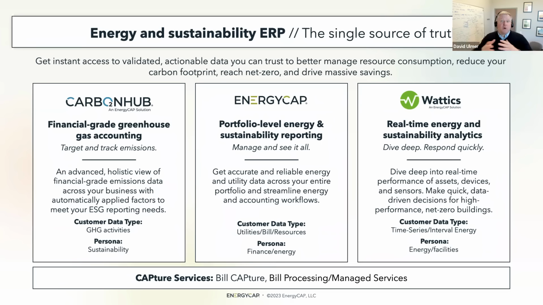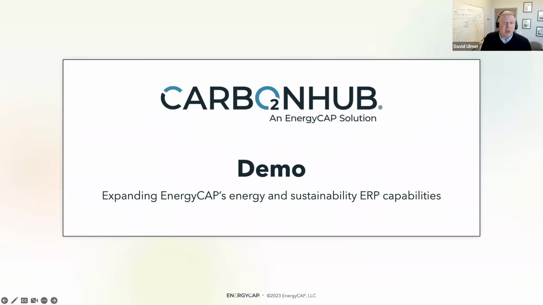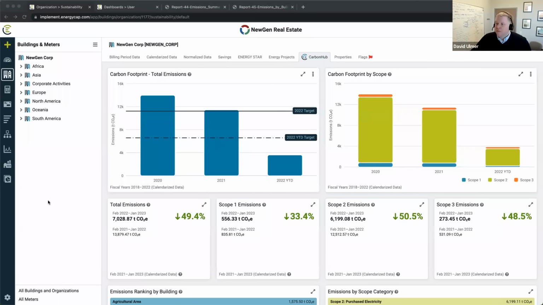And we provide services across that entire spectrum to help you manage that data through Wattix and EnergyCAP and Carbon Hub as well. So with that, we're going to take some time just to show you what we mean by our Carbon Hub platform. What are some of the things that are really key to making it work in order to provide you and your organization with the data that you need in the ways that you need it? So I'm going to go ahead and share my screen here. For those of you who haven't seen it before, this is Carbon Hub. Carbon Hub is part of that energy and sustainability ERP platform that EnergyCAP provides to our customers.